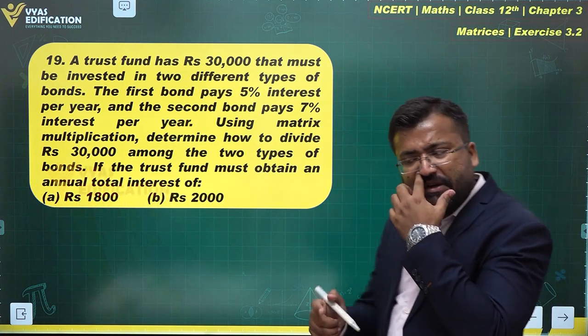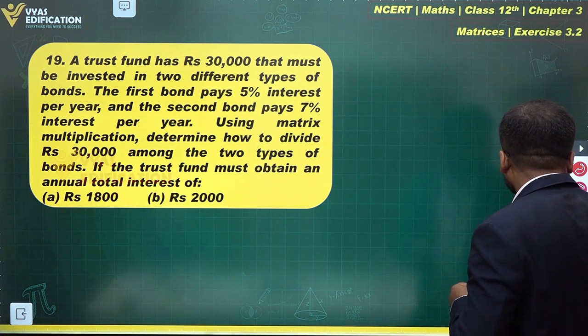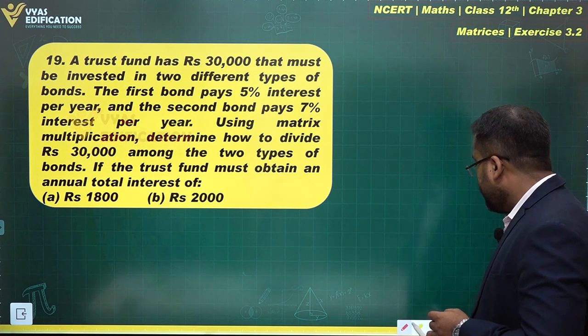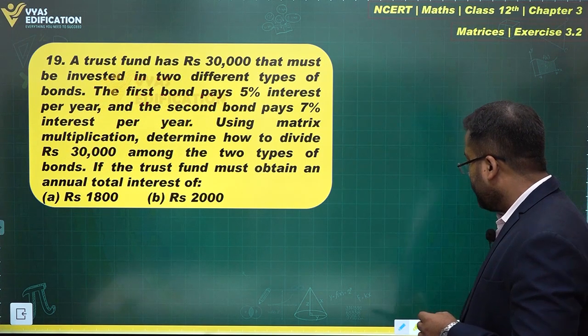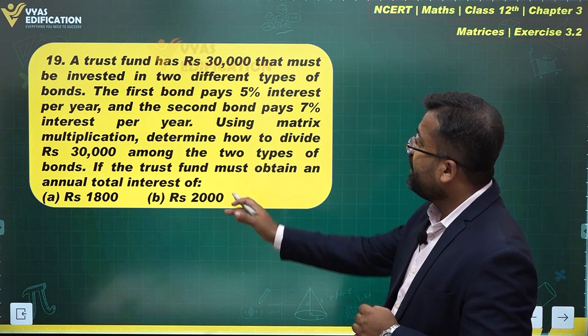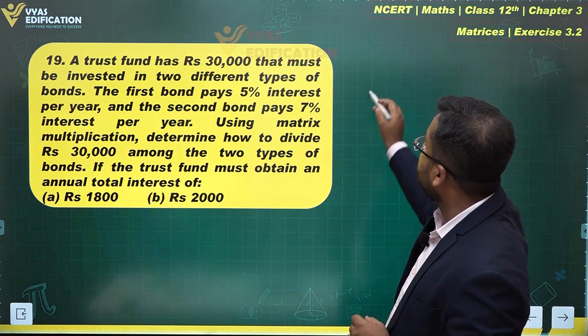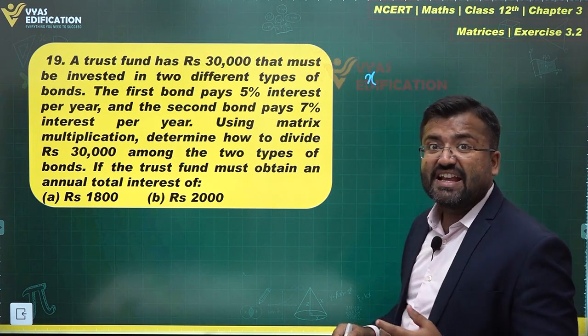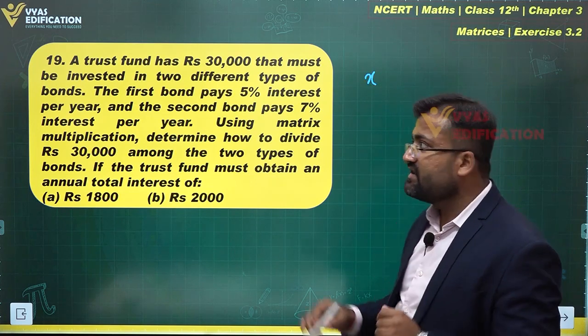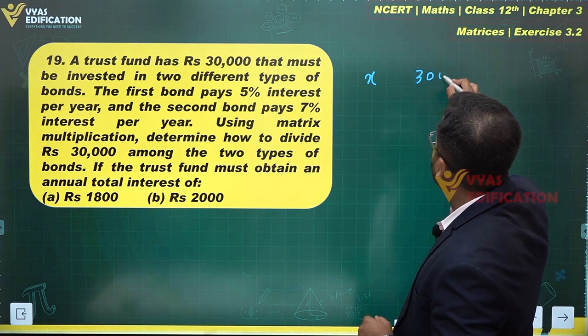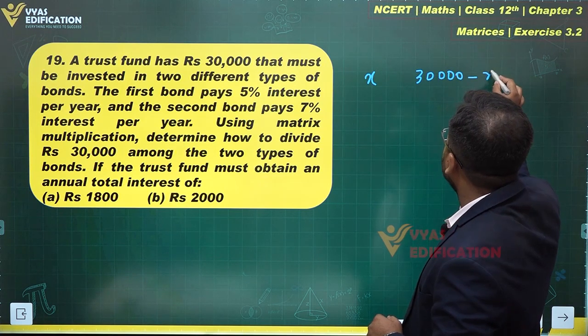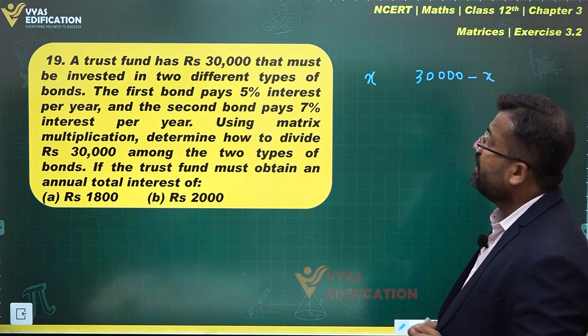Now, how do we approach this kind of question? Let's take a look at this. We'll talk about matrix multiplication at a later stage, but first let's take a look at the idea behind this question. What do we have? Trust fund has rupees 30,000 that must be invested. So let the first part be X. The second part can be 30,000 minus X, right?